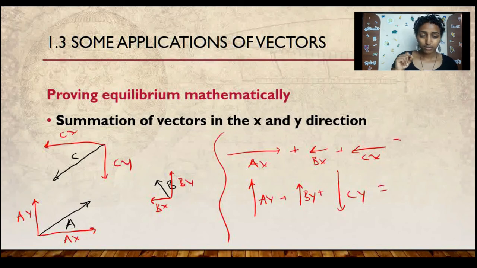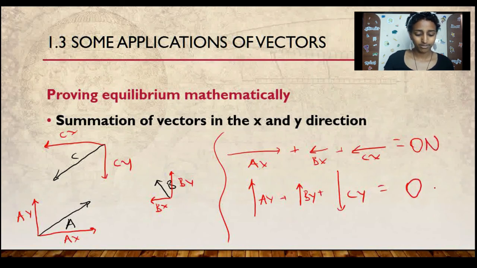If these three vectors acting on a body were in equilibrium, then I already know what the resultant is going to be. When I add all the x components, the answer is going to be 0. And when I add all the y components, the answer is going to be 0. Let's say 0 Newton, because I'm applying a force. I'm applying three forces onto this body. So that is how you mathematically prove that vectors acting on a body make that body in equilibrium.